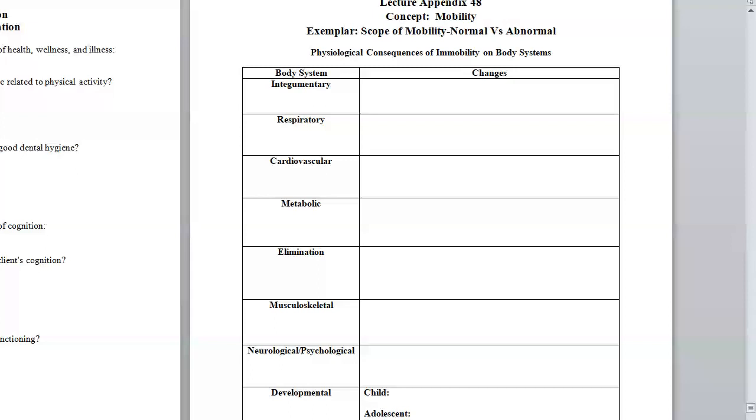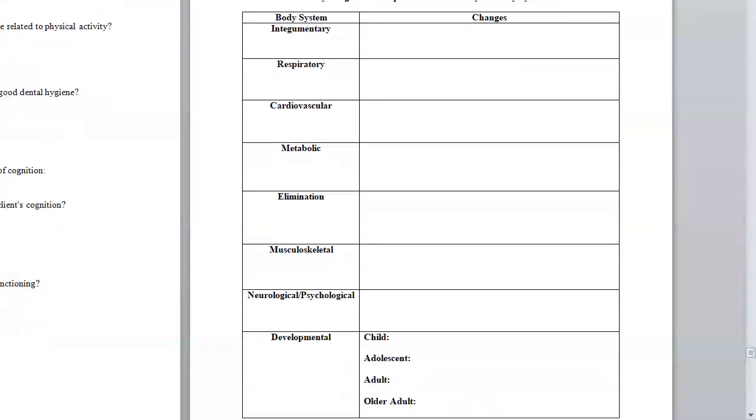So let's look at these developmental changes that may occur as well, starting with a child. When a child is immobile, there is slower progression of motor skills and intellectual and musculoskeletal development, body aligned with gravity resulting in unbalanced posture, social isolation, and delayed development of independence.